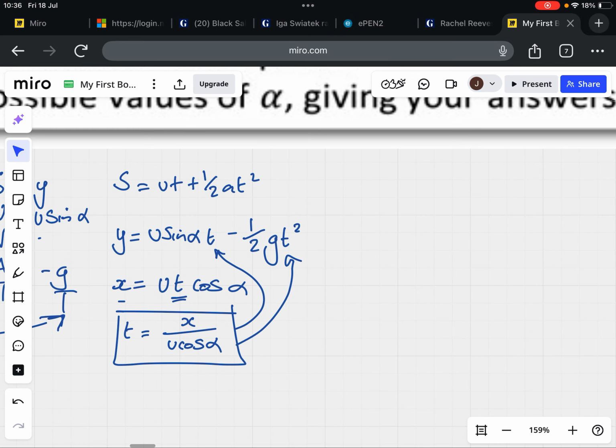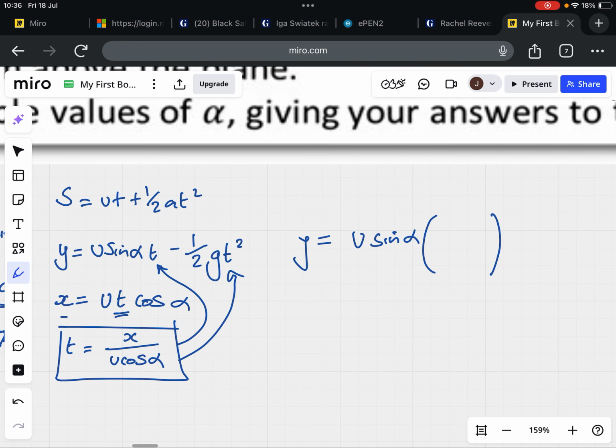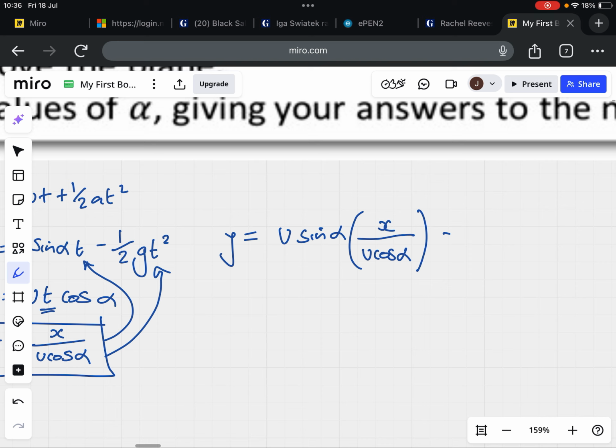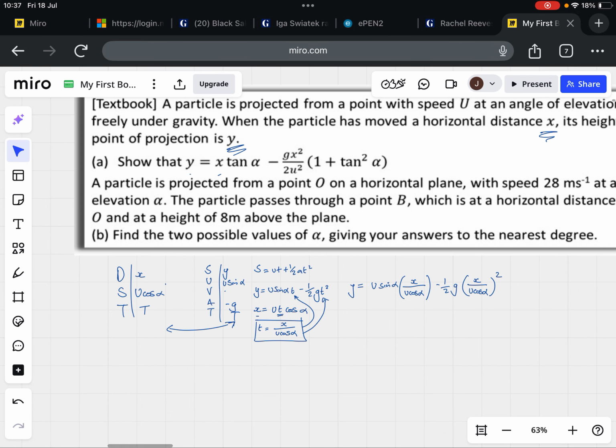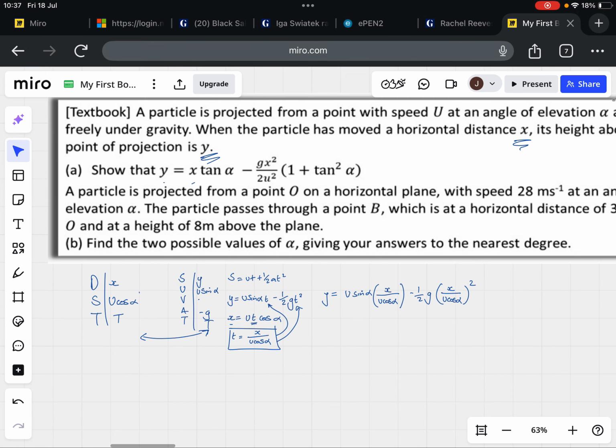Okay, so let's do that. Let's say then that y equals u sine alpha. I'm going to put it in brackets, I think, to make it less confusing. U sine alpha, x over u cos alpha. Yeah. Minus 1/2 g, and then all of this squared. So x over u cos alpha squared. Lovely. And believe it or not, we're getting quite close.